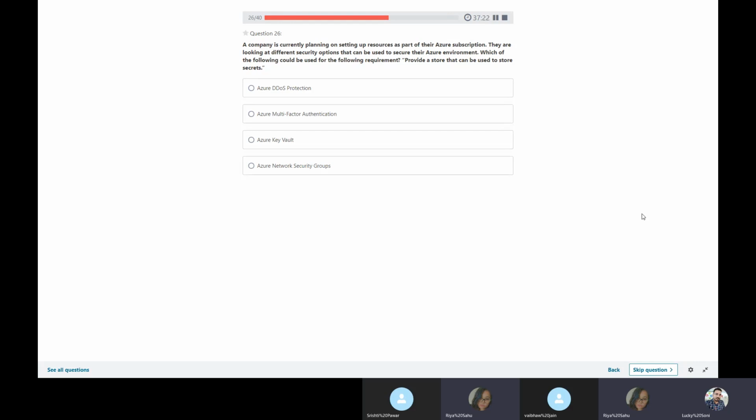Right. From where exactly are we going to store them? Azure Key Vault. Yeah, it's clear cut. Azure Key Vault only. Okay. Let's proceed.